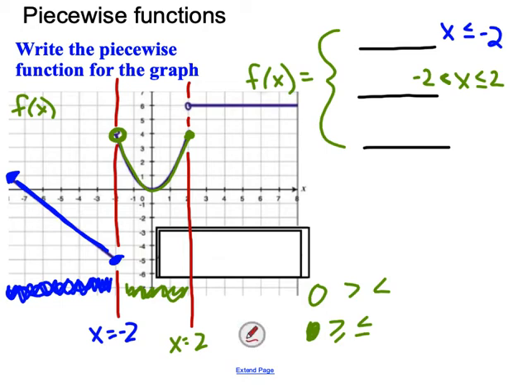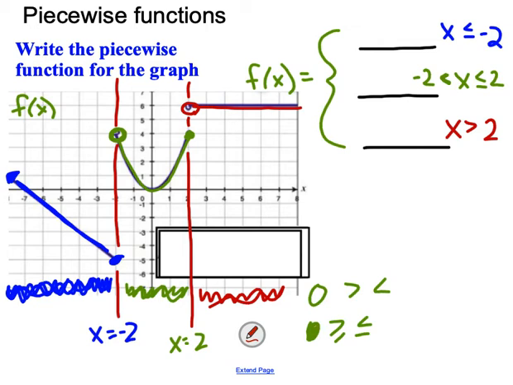All right, and then my third function, I'm going to have it be red here. It's just a straight line. There's an open dot at the boundary of x equals 2. So I'm going to say when x is greater than 2, I'm not going to say x is greater than or equal to 2 because it's an open dot. That will be my third function.